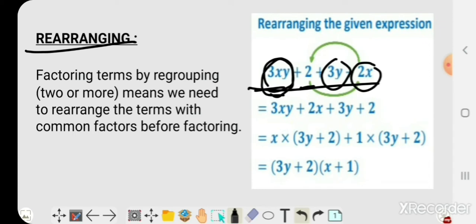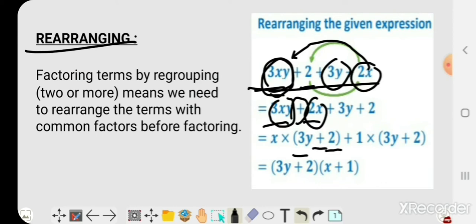Yes? One example is solved here: 3xy, then 2x is written with 3xy as x is common in both. Then the remaining 3y and 2 are written. Then the common is taken. Common means what is the same in both these terms. There is x. So x was written outside, it has been taken common. Then in the first term, after taking x common, 3y remains. In this, 2 remains, and the plus sign is already in between, so it is as it is.